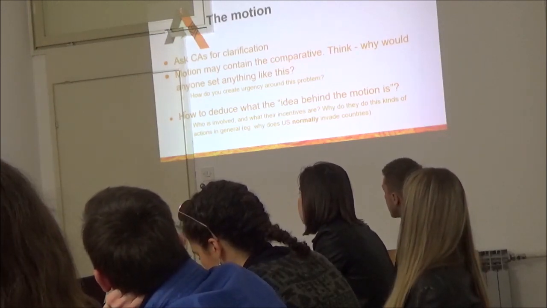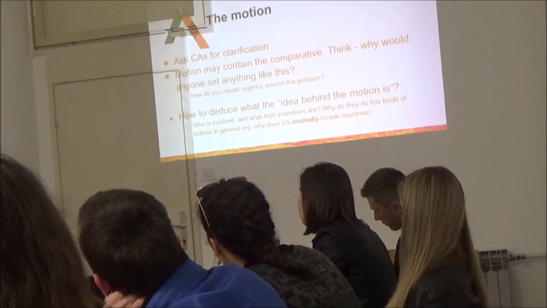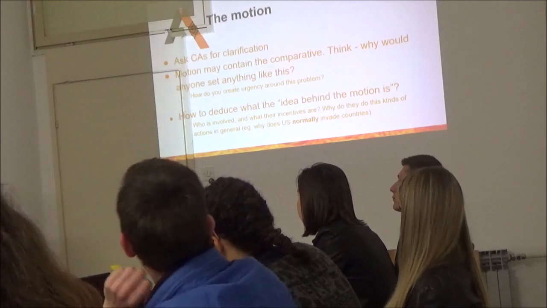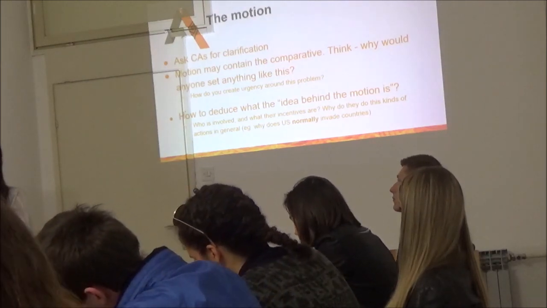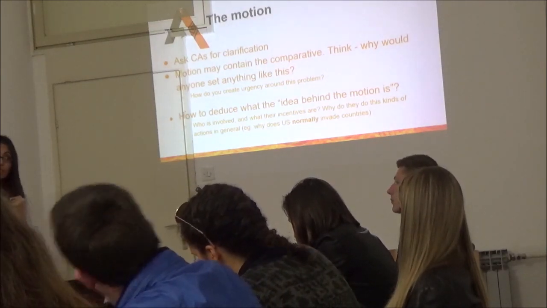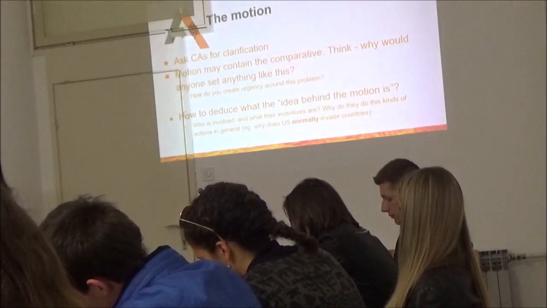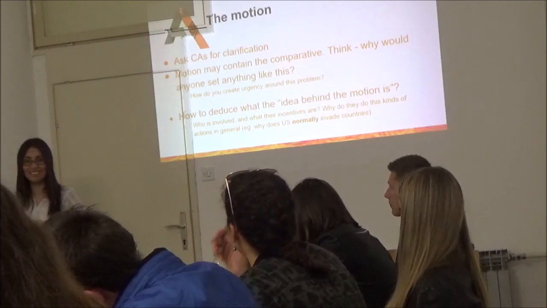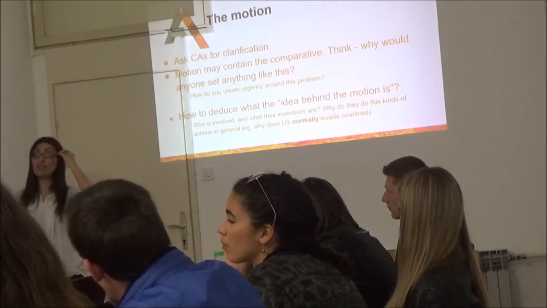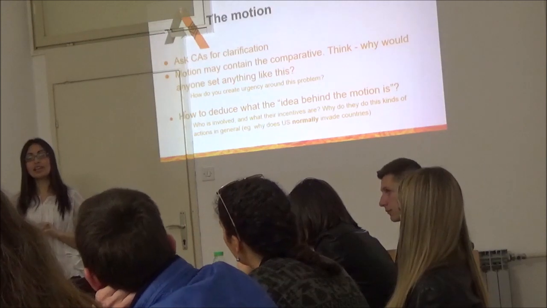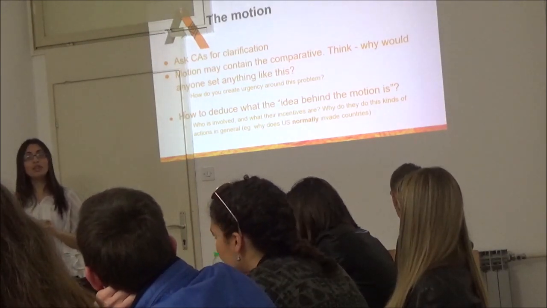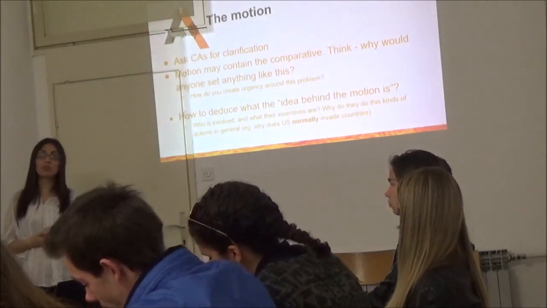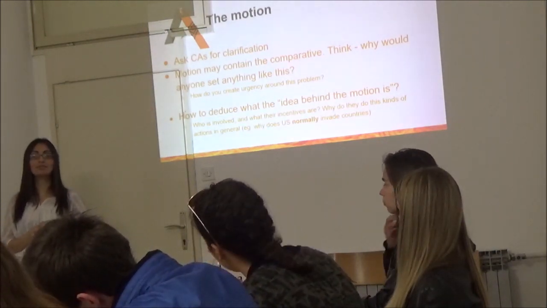Like, if the motion is, this house believes that the US should invade Iraq, you ask, what usually is the reason for invading countries? Is it because these countries are a threat to other countries? Is it because these countries are harming their own people? Yeah, but you probably shouldn't say that because you are arguing from a neutral perspective, right? So you ask, normally, when do we intervene? We intervene when there's a threat or when people are being abused. So that might be the reason in this case, right?